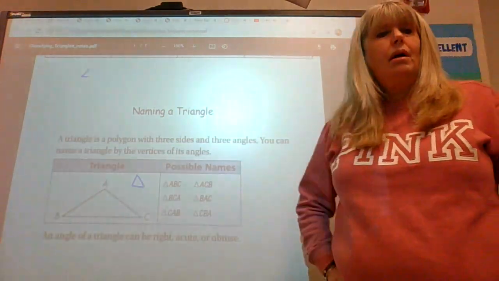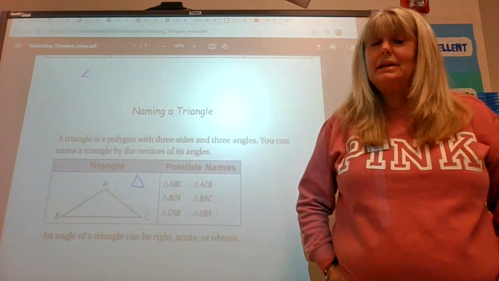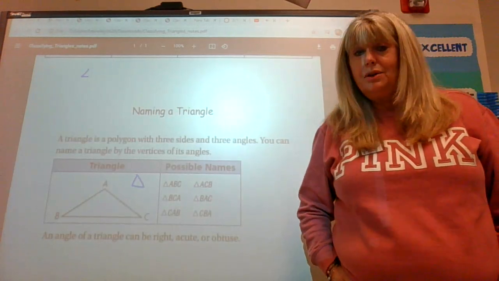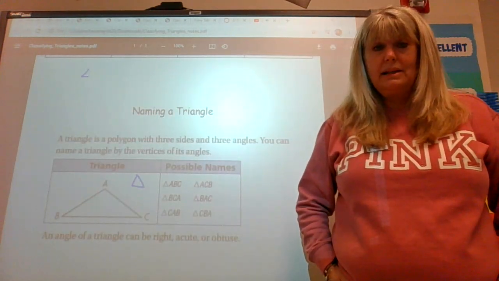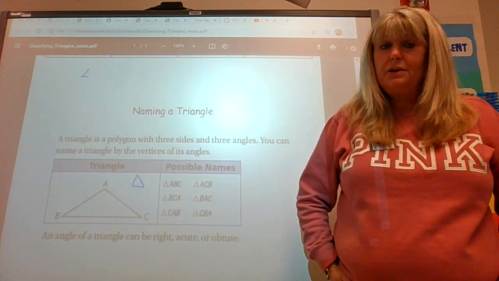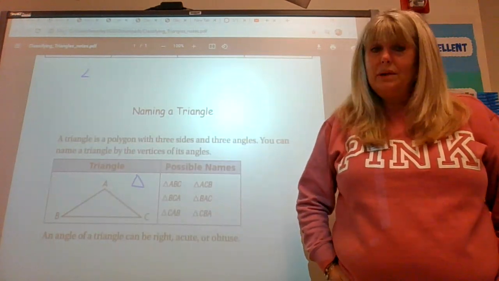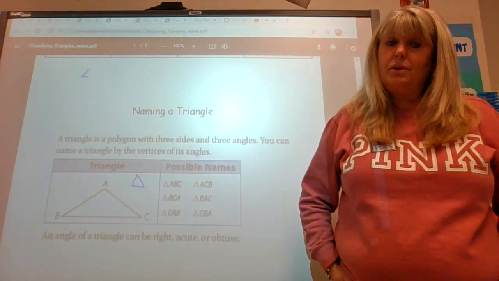Also remember, there's going to be two acute on each one of them, so you have to find the one that stands out. An acute, all three of them are less than 90 degrees. An obtuse, one of them is greater than 90 degrees, the other two are acute angles. And a right, one of them is 90 degrees and the other two are acute.